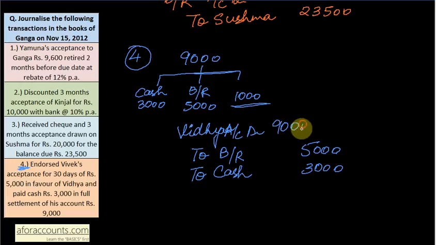So 9,000 here. Now the question is, what about the remaining 1,000? Balance 1,000. What is this balance 1,000? A 5,000 bill was given, 3,000 cash was given, and 1,000 still remains. And read here, full settlement of his account means what? Discount, because the account is already fully settled. So credit in discount means discount received. So we as Ganga have received discount. So to discount received, 1,000. And the narration will be, being Vivek's acceptance endorsed to Vidya in full settlement of his account. Okay, let's move on to the next question.